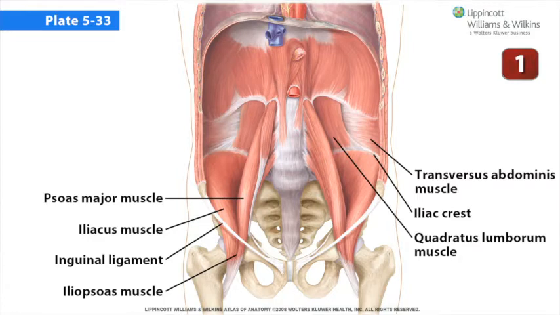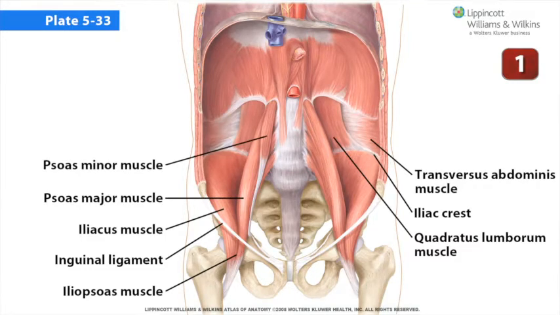The psoas major is innervated by direct branches from the ventral rami of L1, L2, and L3. The iliacus muscle, which covers the internal surface of the ala of the ilium, takes its origin from the iliac fossa and from the sacroiliac ligaments. It is innervated by the femoral nerve, which will be described in a moment. The iliopsoas muscle extends into the thigh and inserts on the lesser trochanter of the femur. It is the strongest flexor of the hip joint.